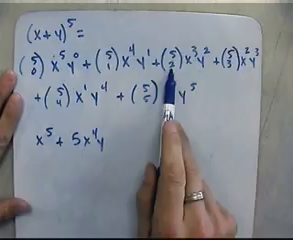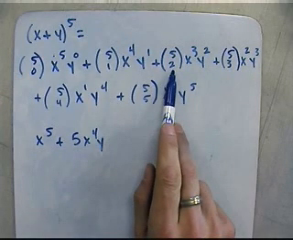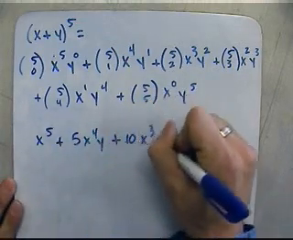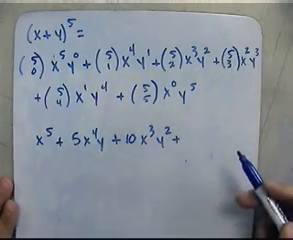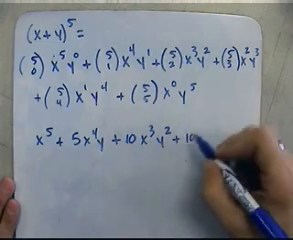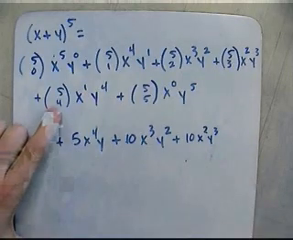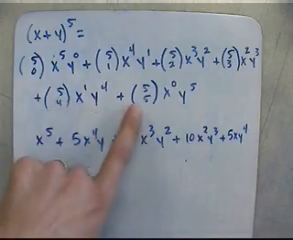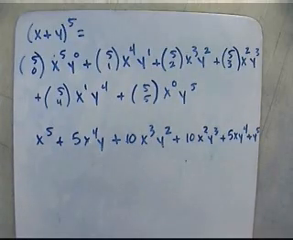Here, 5 choose 2. Put that on your calculator. Should be 10. Okay, so plus 10x to the 3rd, y squared. Plus 5 choose 3, x to the 2nd, y to the 3rd. 5 choose 4 is 5, yes. Plus 5x, y to the 4th. 5 choose 5 is 1. x to the 0 is 1, and y to the 5th. So plus y to the 5th. Okay, so that's the binomial expansion for x plus y to the 5th.